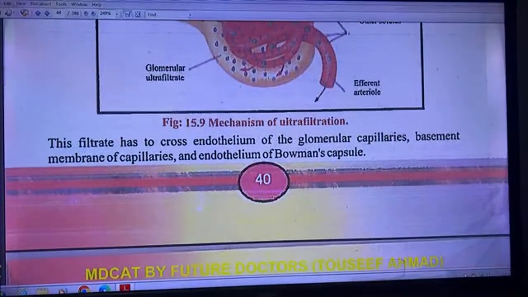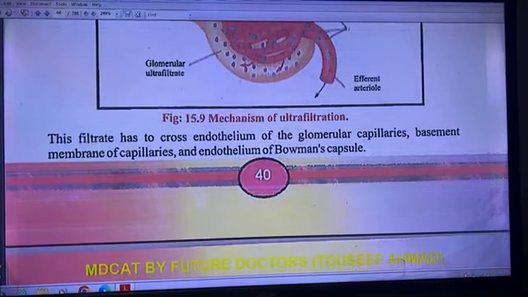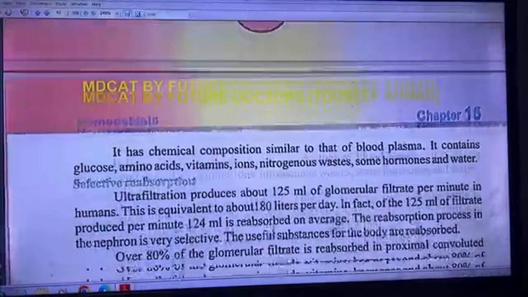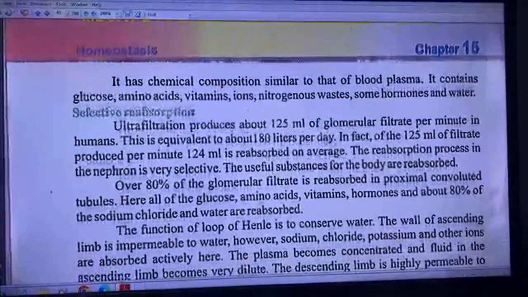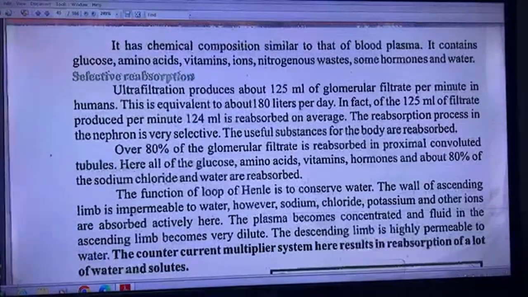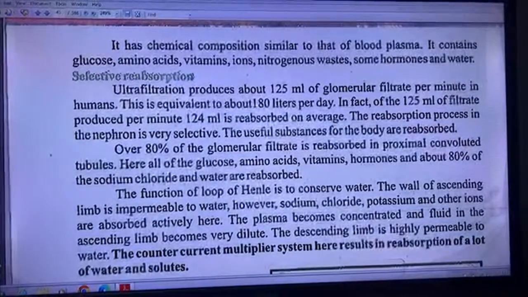The filtrate has to cross the endothelium of the glomerular capillaries, the basement membrane of the capillaries, and the endothelium of the Bowman capsule. Its chemical composition is similar to that of blood plasma. It contains glucose, amino acids, vitamins, ions, nitrogenous wastes, some hormones, and water.